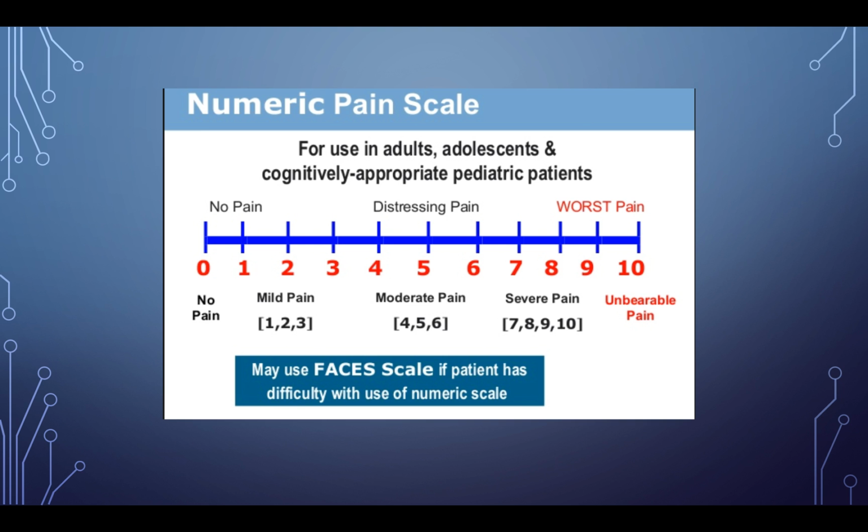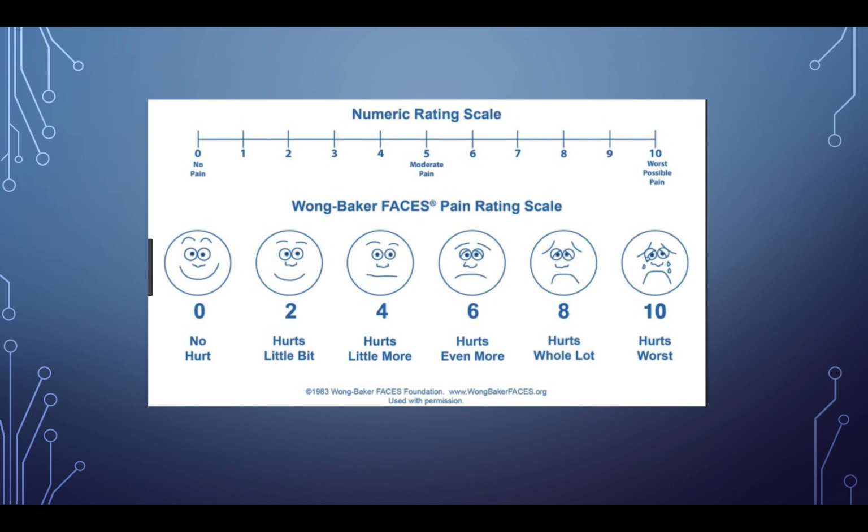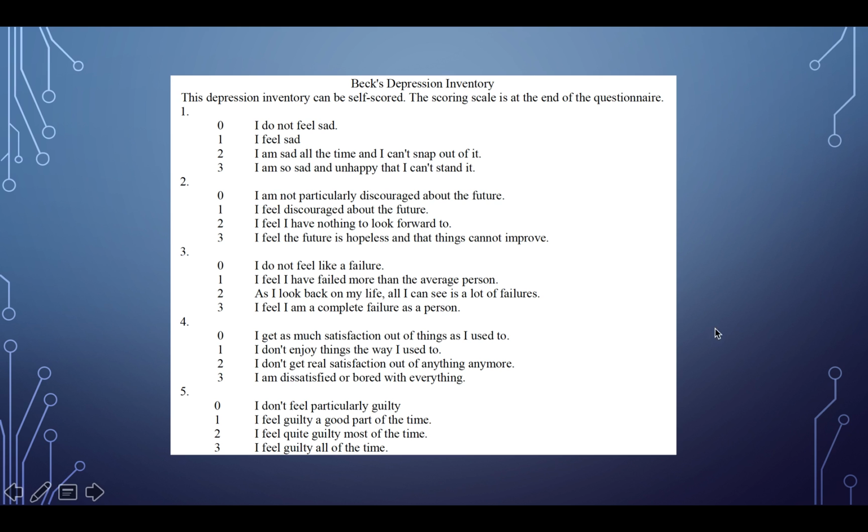So this is the numeric pain scale here, and then you may use the FACES scale if they have difficulty with numbers. So here's the FACES scale, the Wong-Baker FACES pain rating scale. Are you very happy, which most happy people aren't hurting, or are you very sad, which that's probably pain there. So you can use that one as well. You can use that for the kiddos if you have any kids in your clinic. And then here's the Beck Depression Inventory. So it goes through, I believe, 20 questions. It's self-scored, but the scoring is at the end. So number 1, you go through 0 to 3 in each of these.